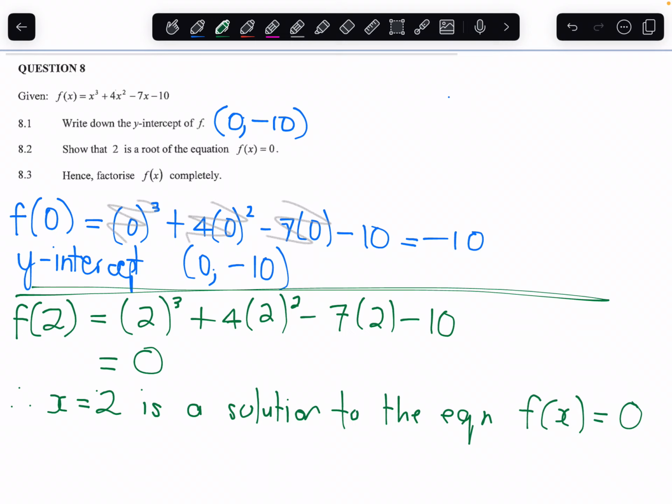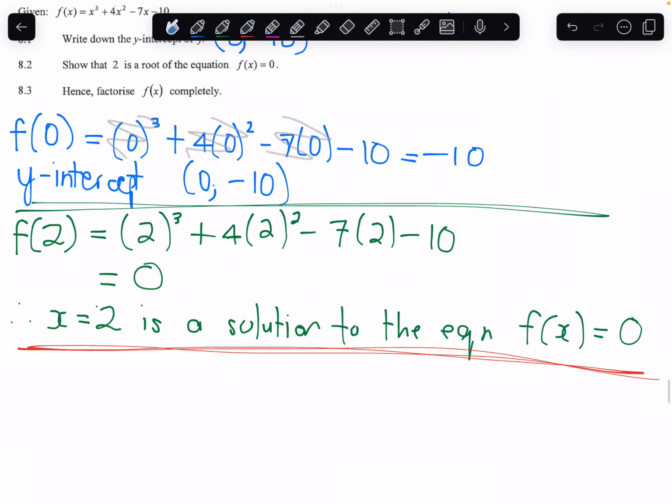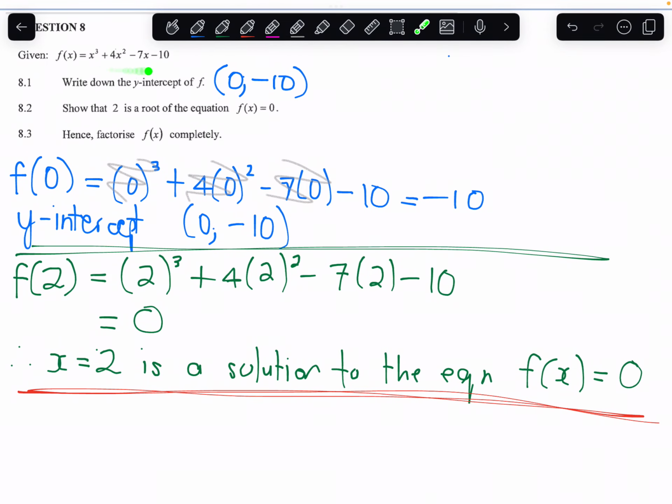And then the next question says, hence factorize f of x completely. Okay, so what that previous question has allowed us to do is to say, okay, we know that when x is equal to 2, this expression over here is equal to 0. So in other words, this expression, x cubed plus 4x squared minus 7x minus 10, we know that that is equal to 0 when x is equal to 2.